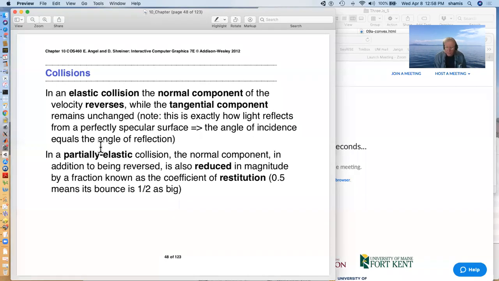Note this is how light reflects to form a perfectly specular surface. The angle of incidence is equal to the angle of reflection. In a partially elastic collision, the normal component, in addition to being reversed, is also reduced in magnitude by a fraction known as the coefficient of restitution. And basically what this means is if you have a coefficient of restitution of 0.5, when it bounces, it bounces half as high each time. So the bounce runs down as it bounces.